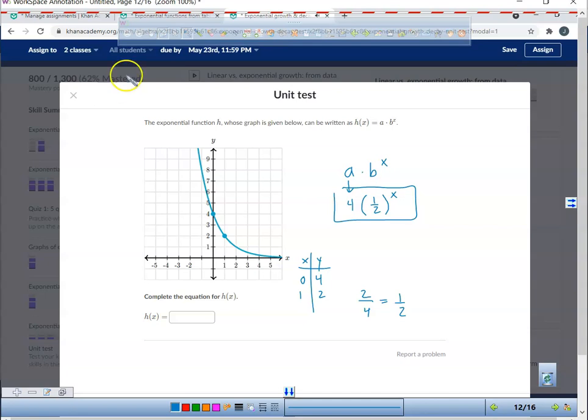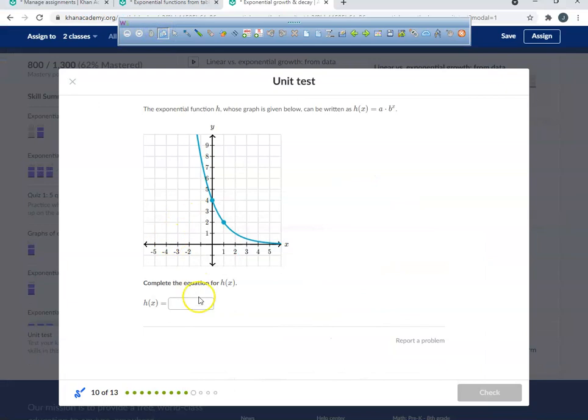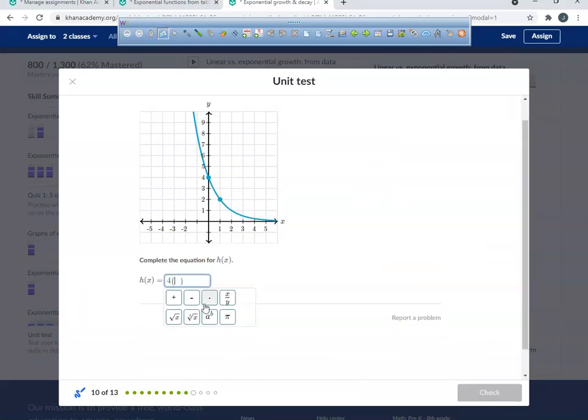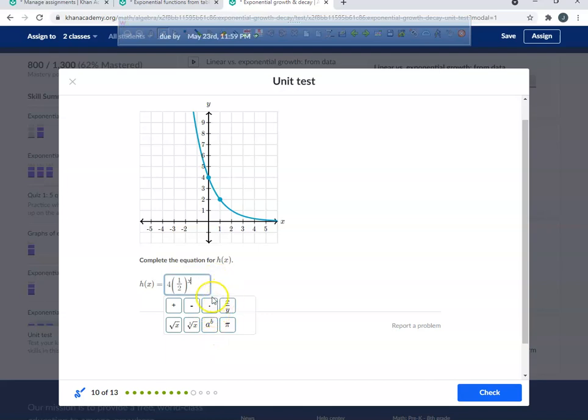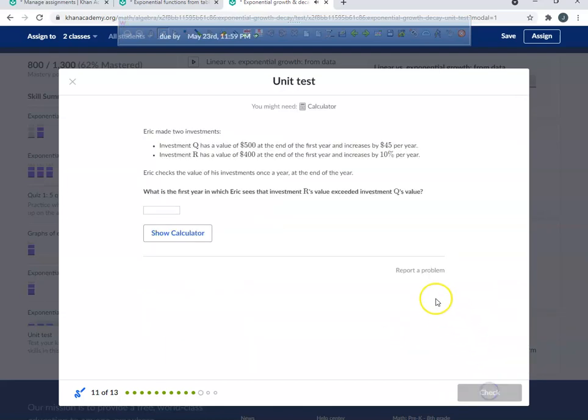All right. Got to type this one in. So I'm starting with a 4. Doing 1 divided by 2. Now if you want to put 0.5, you could put 0.5 raised to the power of x. All right. 3 more to go.